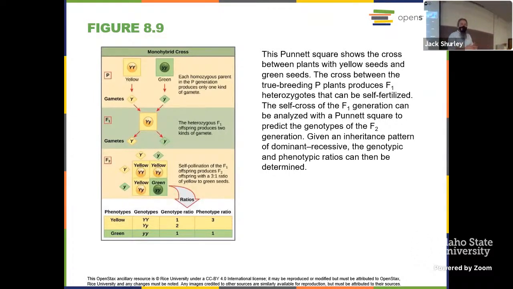Okay, good morning, everybody. I think we left off right here with Punnett squares. Hopefully you guys feel comfortable with this stuff. Are there any issues or concerns? Feel good about Punnett?